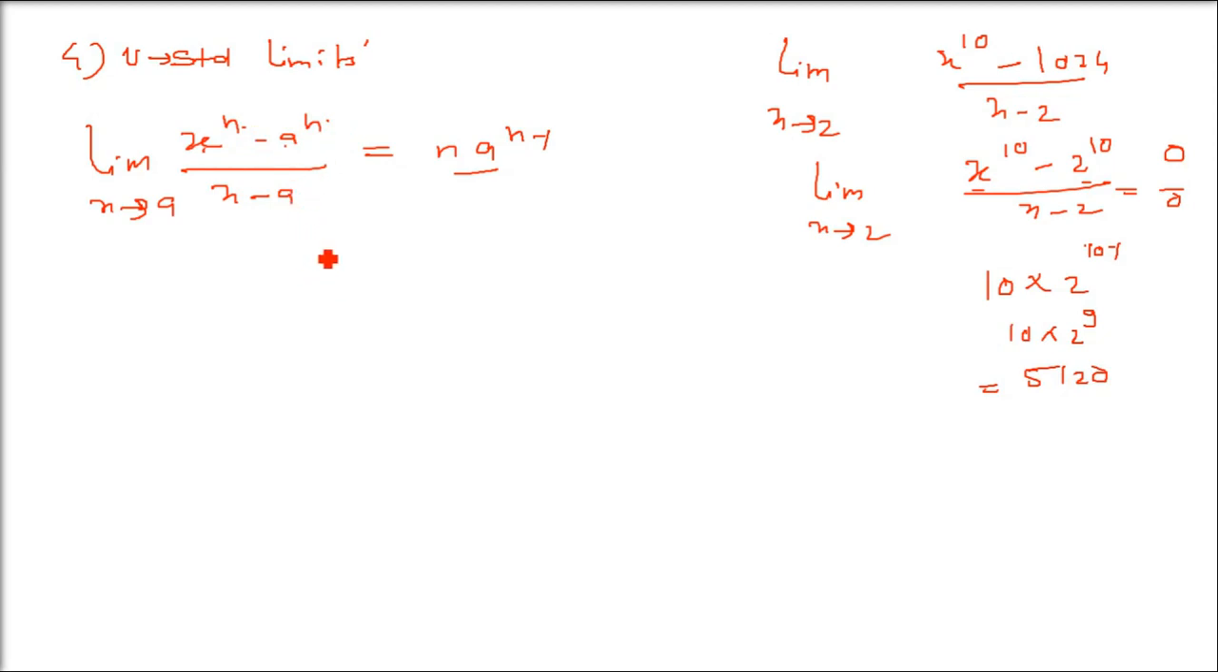So these are evaluation of algebraic limits by using some standard limits. This is the fourth method. Now the fifth method of algebraic solution of evaluating the limit is the method of evaluation of algebraic limits at infinity. Now what does it mean?